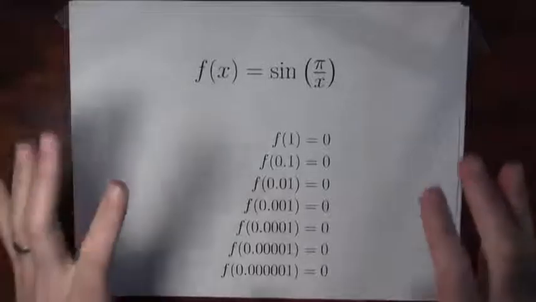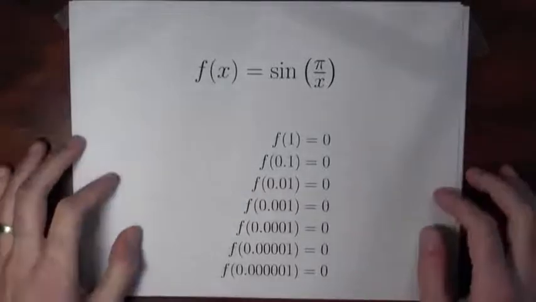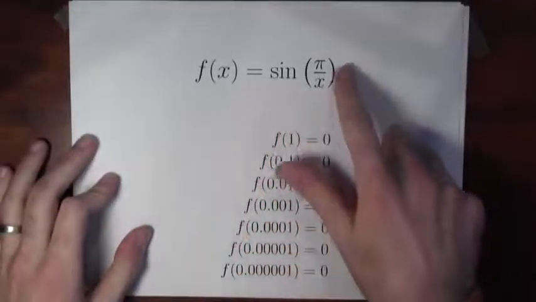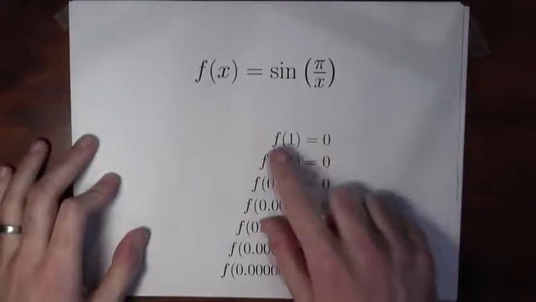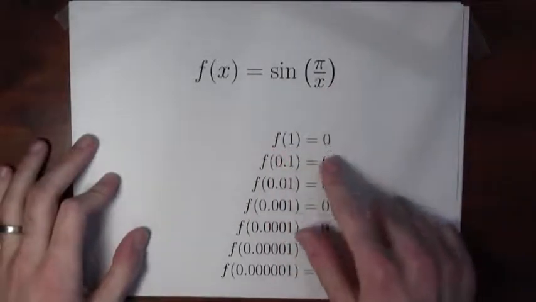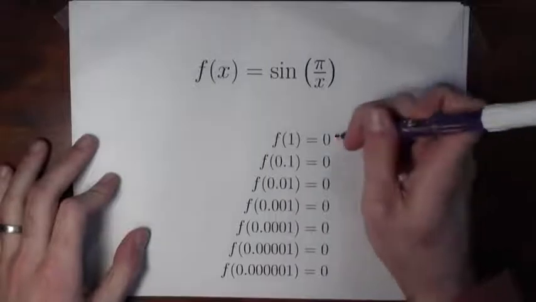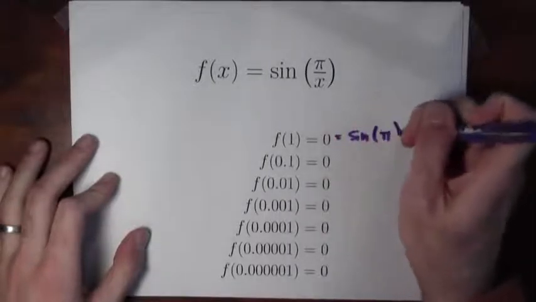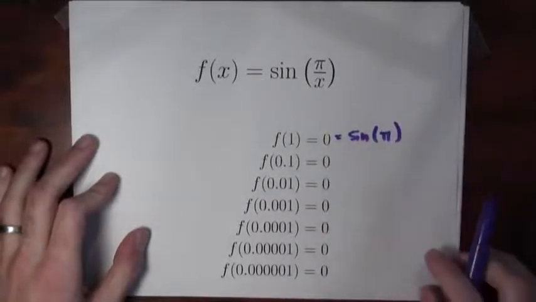Let's see another example along these same lines. Here's a particularly confusing example. Consider the function f of x equals sine pi over x. This function evaluated at 1 is 0. And that's pretty clear, because that is sine of pi. And sine of pi is 0.